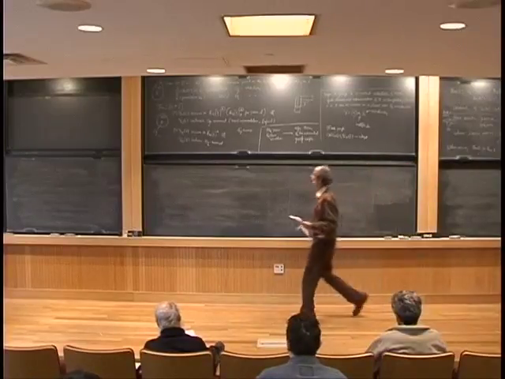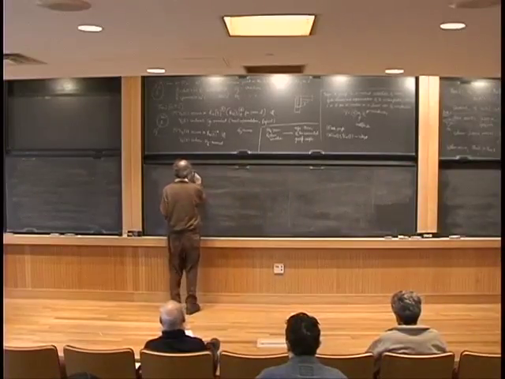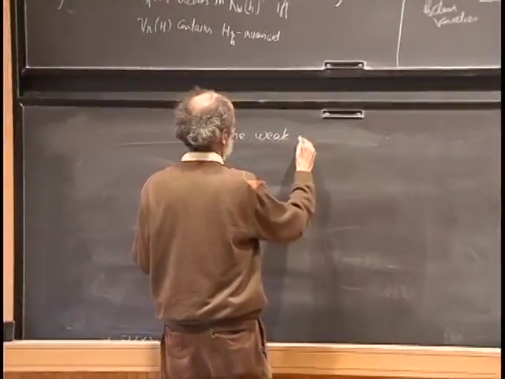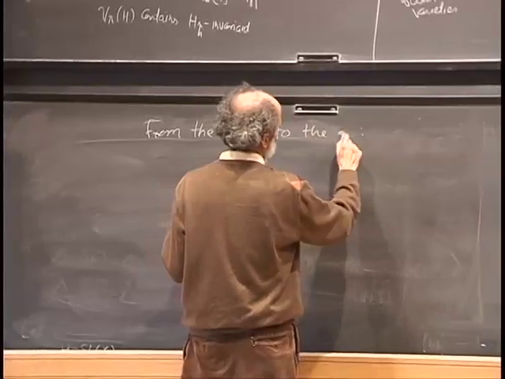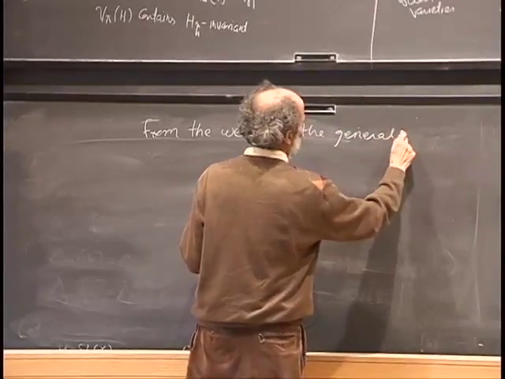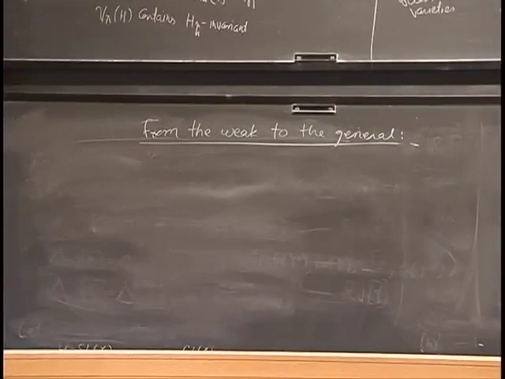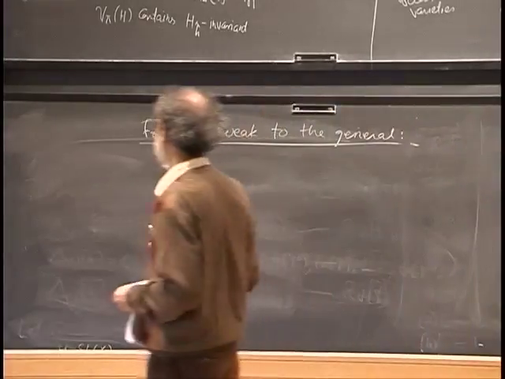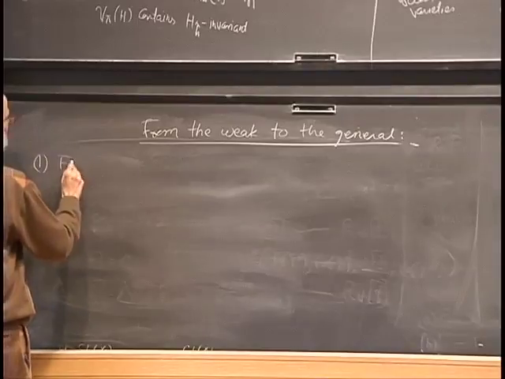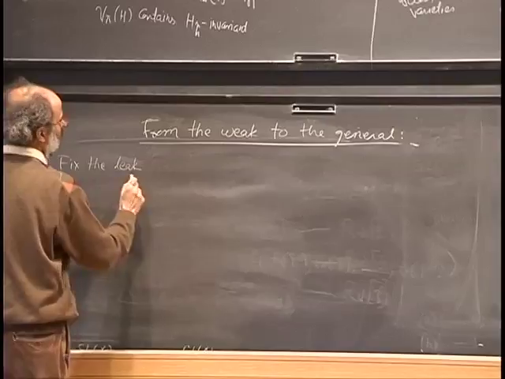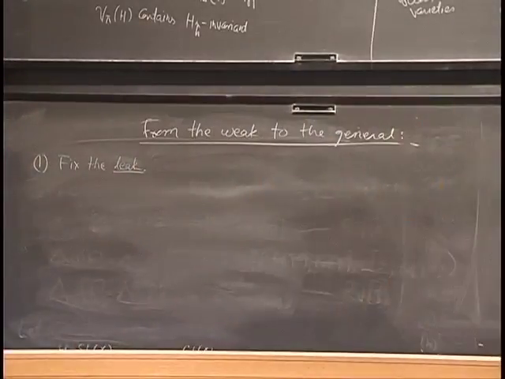So now, how to go from the weak to the general. There are two problems here that have to be addressed. The first thing is fix the leak. So this leak is this.